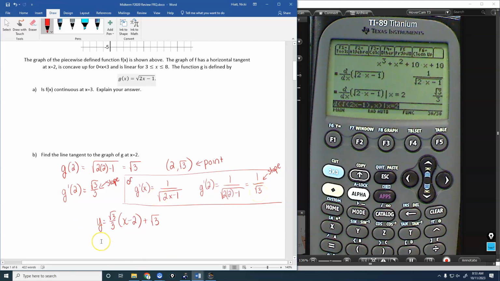But you don't have to simplify. You could leave it much more complicated. You could leave this as square root of 2 times 2 minus 1 up here for your point. But whenever it gets so jumbled like that, sometimes it's hard to get that right when you're doing that last part.